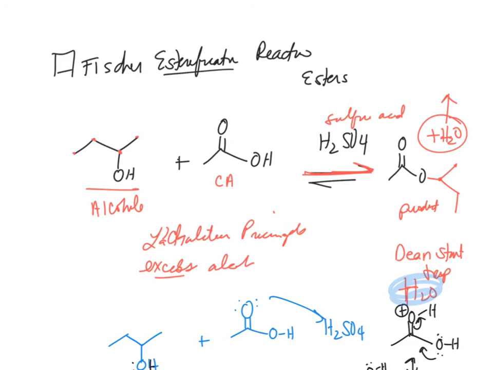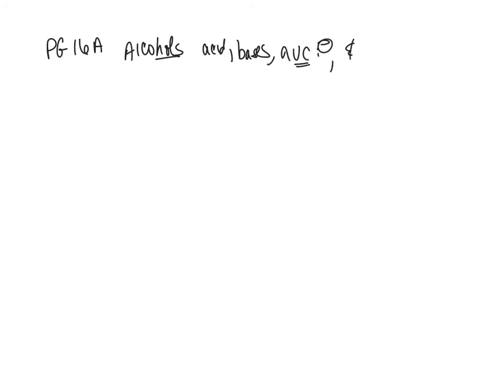Now at this point, let's work your POGIL activity 16A. So for POGIL activity 16A, we're going to look at how alcohols can act as acids, bases, nucleophiles, and electrophiles. So let's do Model 1, and this is a review of acid and base reactions.